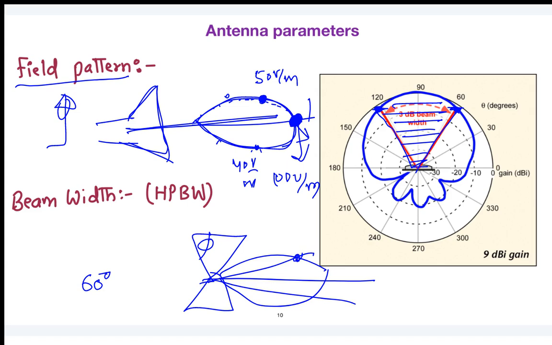And if you point it to 120 degrees, you can see the received signal may not be that much. Based on the beamwidth, you can identify where the maximum power is concentrated. When I say half power beamwidth, you move from the maximum position to 1 by root 2 times the peak value. The difference in the theta value is defined as the half power beamwidth. And this has to be done for the theta plane as well as for the phi plane.